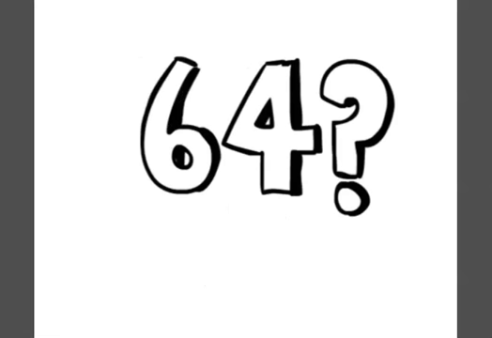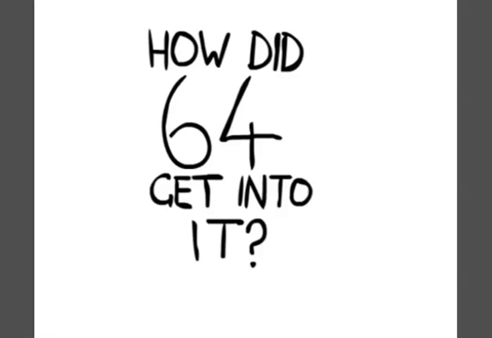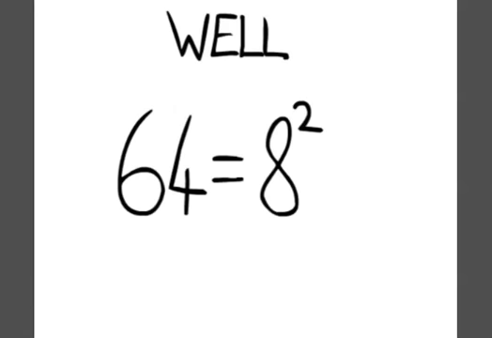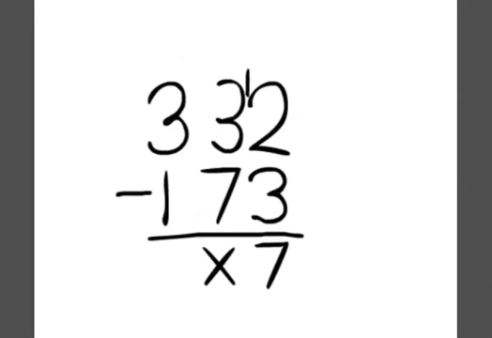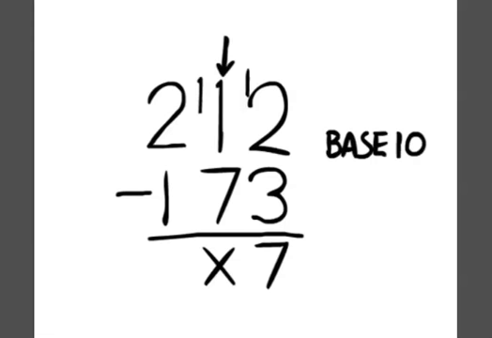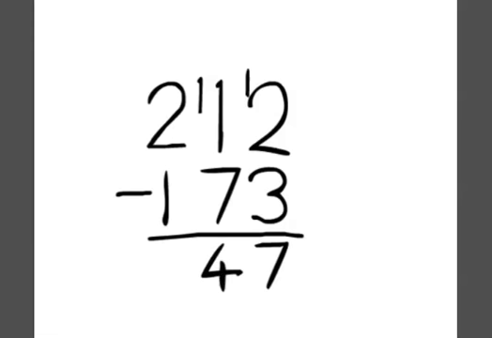64. How did 64 get into it? I hear you cry. Well, 64 is 8 squared, don't you see? Well, you ask a silly question, you get a silly answer. From the 3, you then use 1 to make 8 ones. You add those ones to the 3, and you get 13 base 8, or in other words, in base 10 you have 11, and you take away 7, and 7 from 11 is 4.